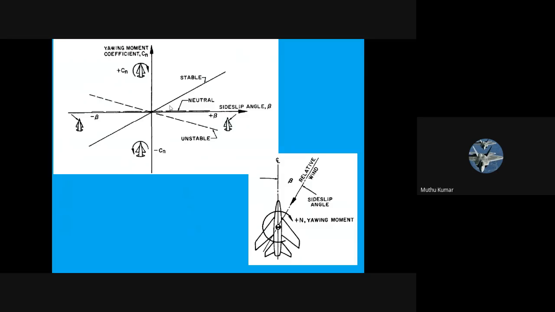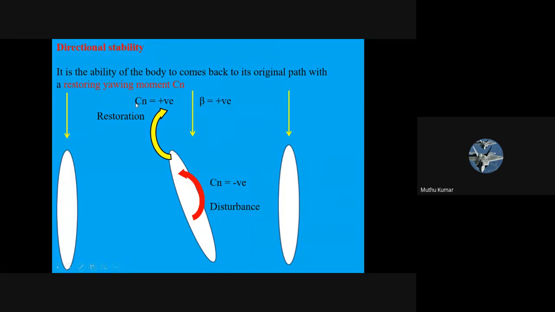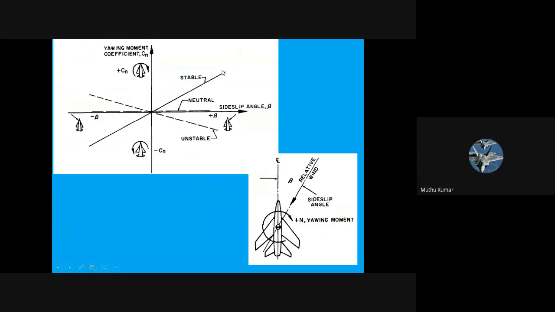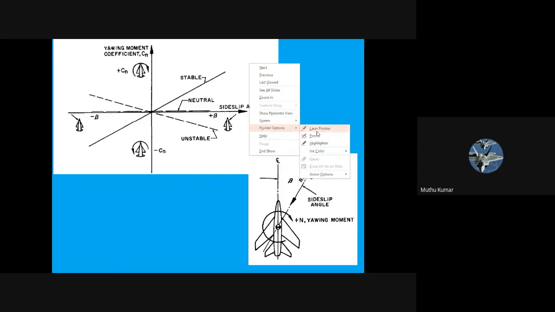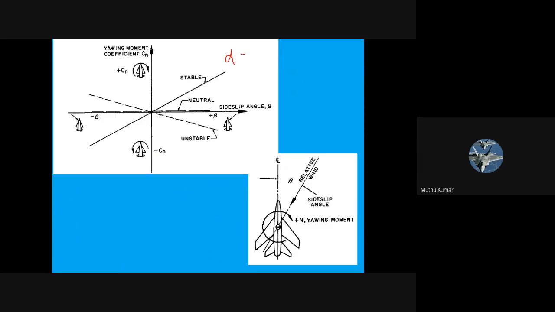Similar to CM versus CL, I have just drawn a graph between Cn and beta, and this is stable right now. Because if a positive sideslip is created, the moment required is also positive. So the positive-sloped aircraft will be directionally stable. What is the derivative? dCn by d beta, dCn by d beta, to make it stable.